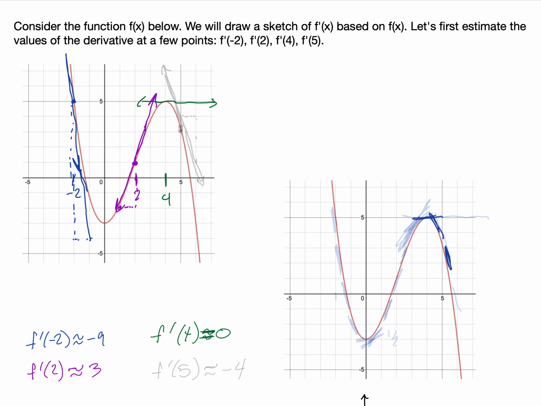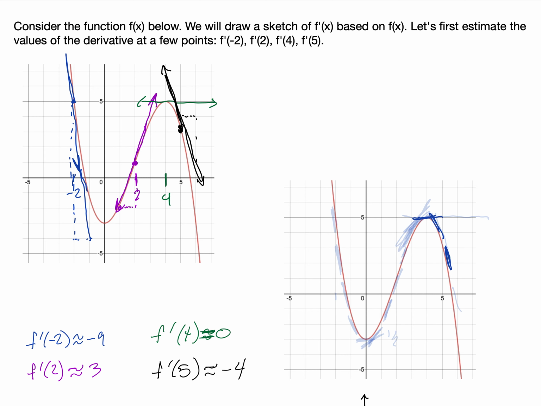And last one, f prime of 5. We are there. And so what is the slope of the tangent line at that point? The slope of the tangent line at that point is also going to be a negative value, but it's not quite as large a negative value as this one. So f prime of 5, let's see, it looks like for every 1 it goes over in x, it's going down about 4 in y, so maybe about negative 4.